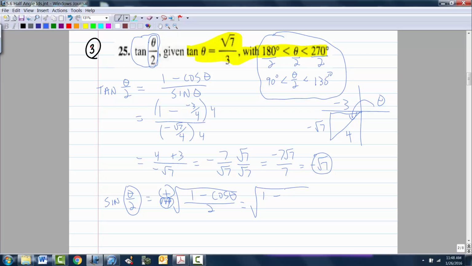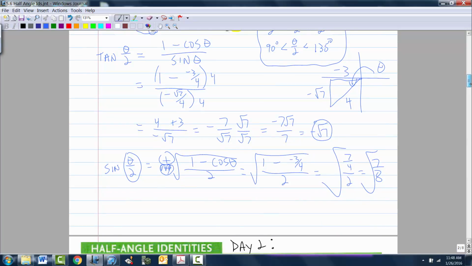Cosine of theta is, now I'm all nervous, negative 3/4, right? All over 2. And then this one, I'm going to prefer to do it this way. 4/4 plus 3/4 is 7/4 over 2, which is 7 over 8. Root, right? All right.